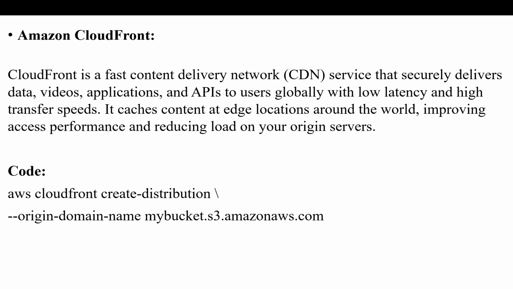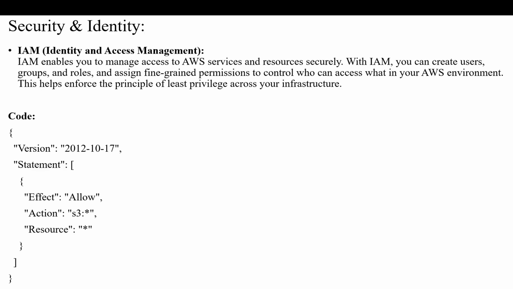Amazon CloudFront. Amazon CloudFront is a fast content delivery network (CDN) service that securely delivers data, videos, applications, and APIs to users globally with low latency and high transfer speed. It caches the content at edge locations around the world, improving access performance and reducing load on your origin servers. So this is the code for that. Origin domain name: mybucket.s3.amazonaws.com.